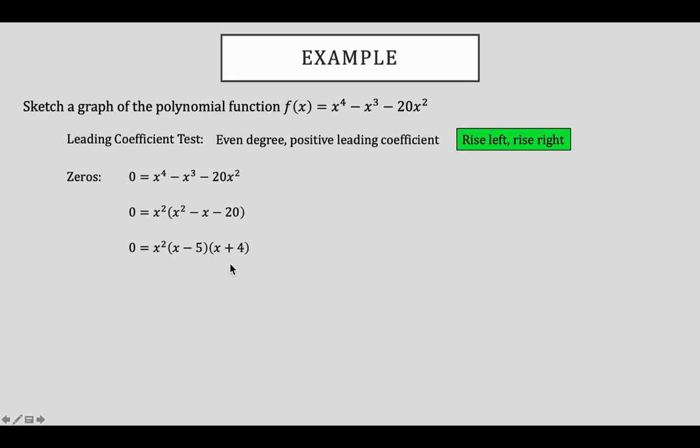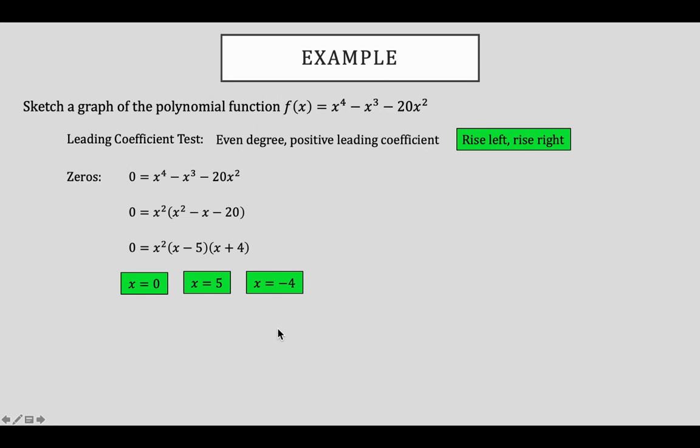And now that this is completely factored, we can set each one of the factors equal to 0. Setting x squared equal to 0 gives me my first zero, which is just x equals 0. Setting the next factor equal to 0, x minus 5 is equal to 0, and solving for x gives me x equals 5 as my next zero. And setting my final factor of x plus 4 equal to 0 and solving for x gives me x is equal to negative 4. These are my 3 zeros.